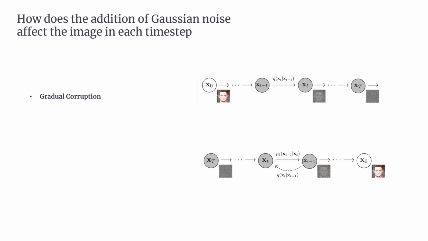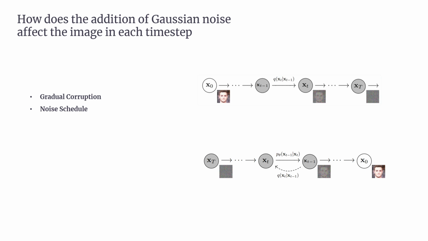Now, let's break down how the addition of Gaussian noise in diffusion models works and how it affects the image at each time step. First, gradual corruption. 1. Stepwise noise addition. At every time step in the forward diffusion process, a small amount of Gaussian noise is added to the image. This noise gradually corrupts the original image. 2. Increasing corruption. As the time steps progress, the image becomes more and more corrupted. By the end of the process, the image will have shifted completely from its original data distribution to something that resembles pure Gaussian noise. Second, noise schedule.